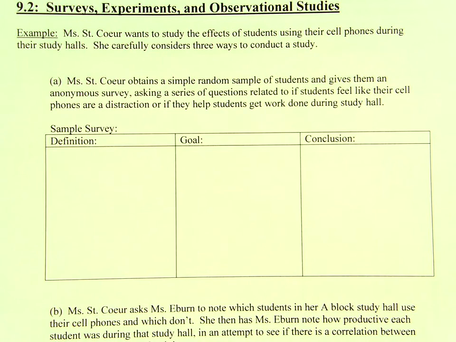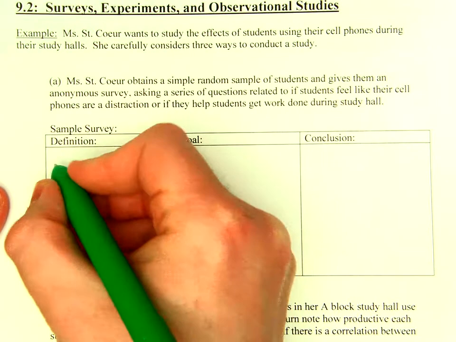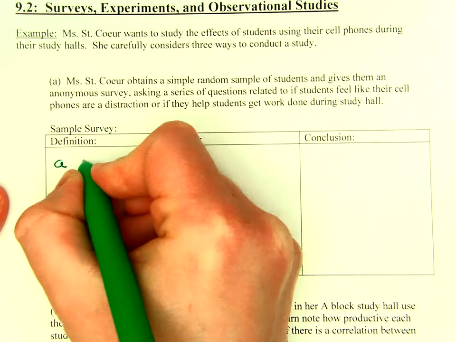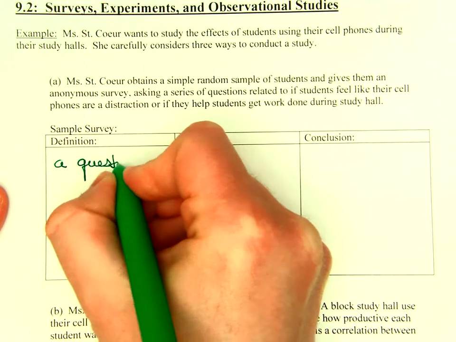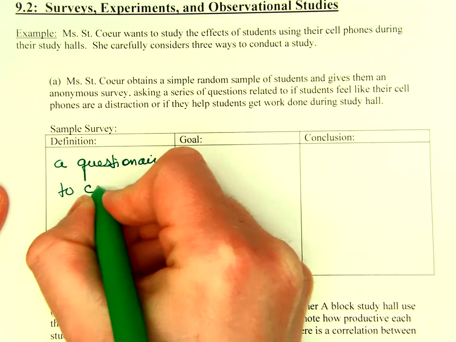In part A, Mrs. Sanker obtains a simple random sample of students and gives them an anonymous survey, asking a series of questions related to if students feel like their cell phones are a distraction or if they help students get work done during study hall. This is an example of what we call a sample survey. We're surveying a sample. I know you know what a survey is, but I do want to give a definition for a survey. It's just going to be a questionnaire to collect responses.